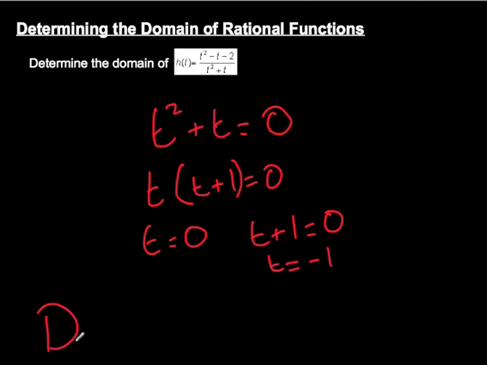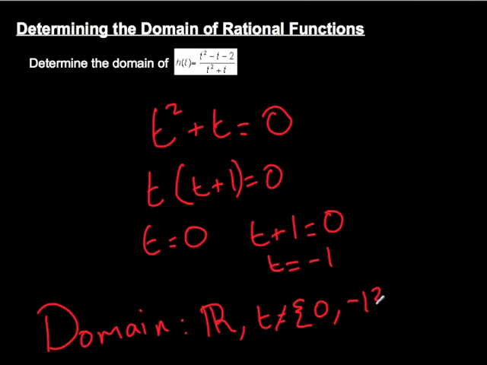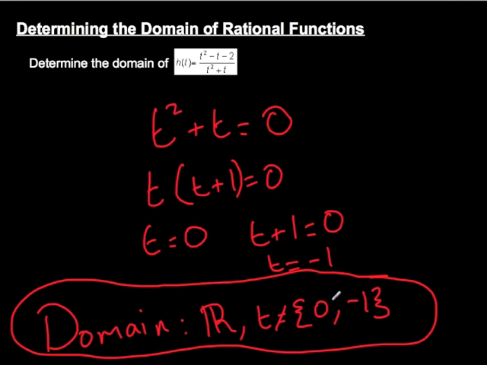So my domain is again the set of all real numbers except t cannot equal either 0 or negative 1. It's that easy. That's all we're looking for.